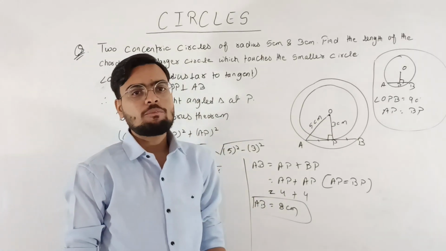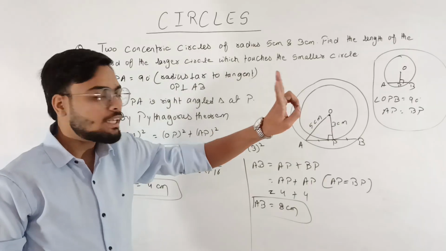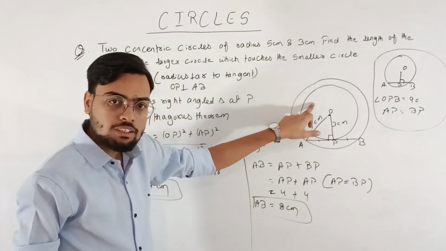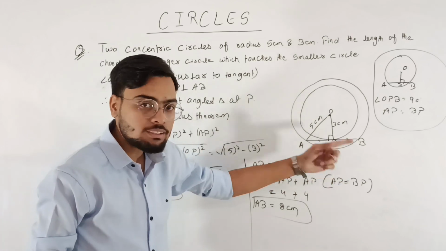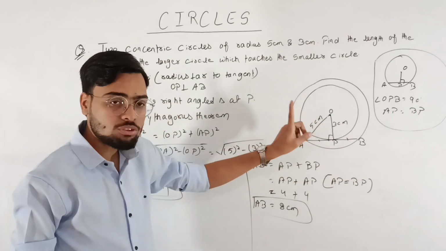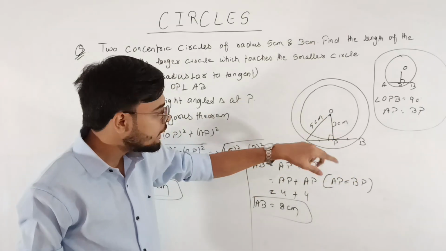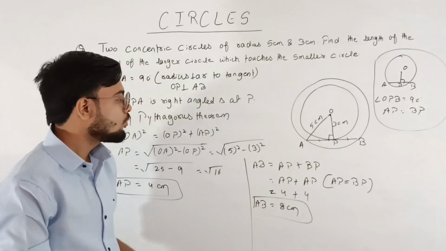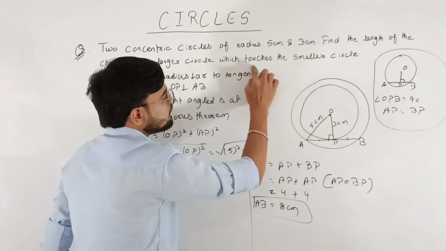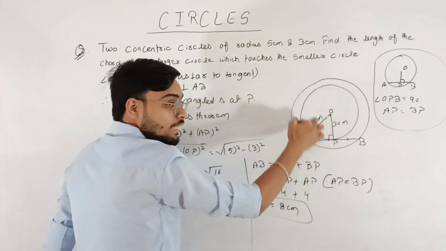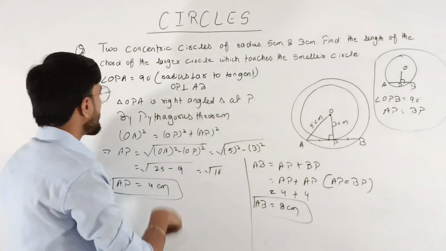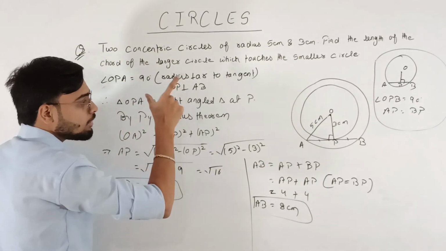Understood? Let's see one more time. Question said that we have two concentric circles, smaller and larger one, and AB is the chord of the larger circle. Then we have to find the length of AB and the radius of these two circles are given. 3 is the radius of smaller circle and 5 centimeter is the radius of larger circle. So look here, AB is the chord for larger circle and this AB touches the smaller circle, then this AB is tangent for smaller circle. So now radius and tangent are perpendicular to each other. So I write here OPA is 90 degree, radius is perpendicular to the tangent.